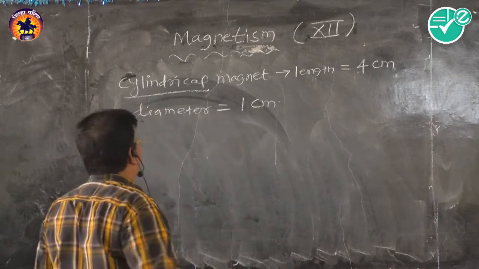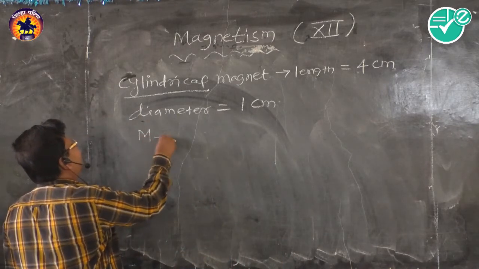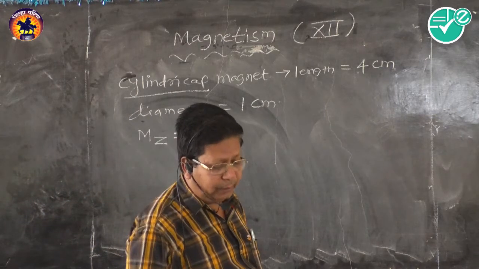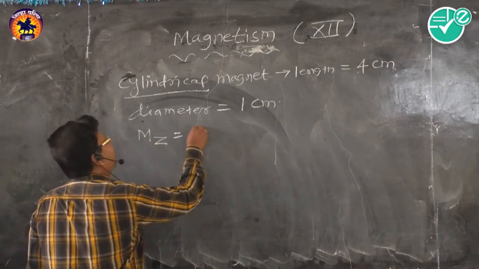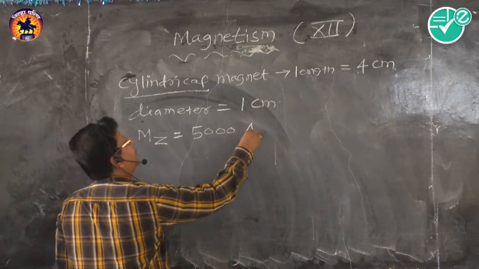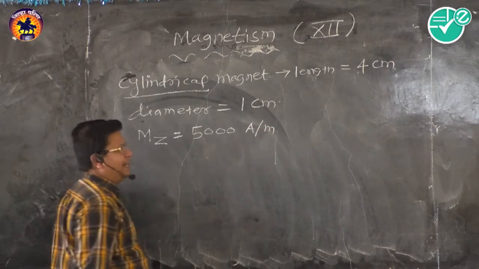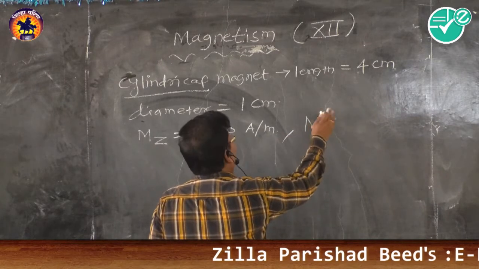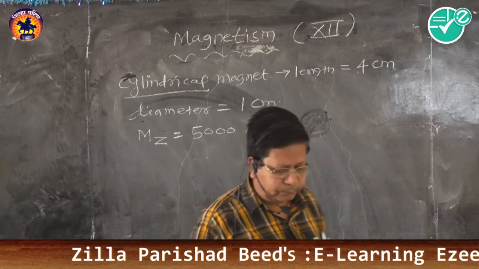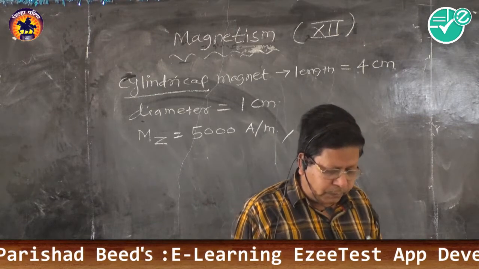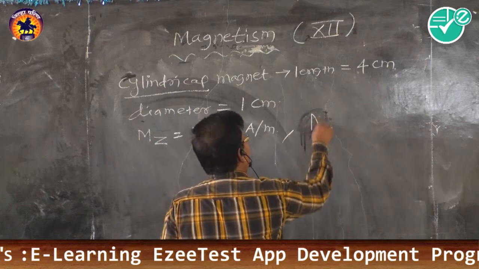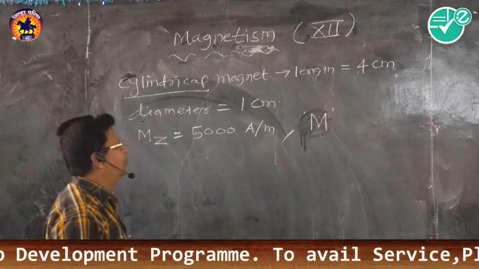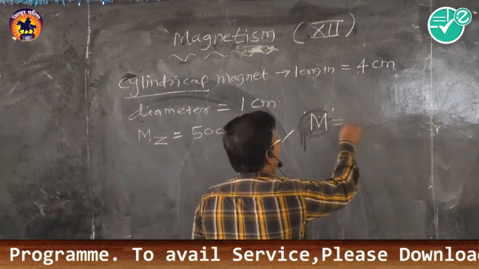And uniform magnetization Mz, and its value is given, which is 5000 ampere per meter. And again we have to find out the value of magnetic dipole moment, that means capital M, net magnetic dipole moment we have to calculate.